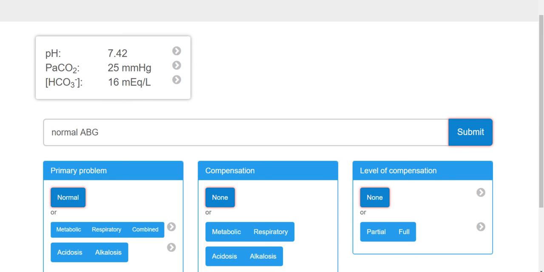So bicarb is 16, and bicarb normally is at 22 to 26. So bicarb is kind of inverse in how it's measured compared to CO2. So when we're looking at bicarb, a number above 26 means that it is more alkalotic. If we're looking at a number below 22, that means it is more acidic.